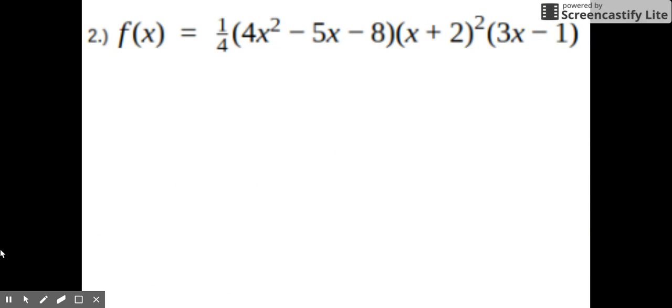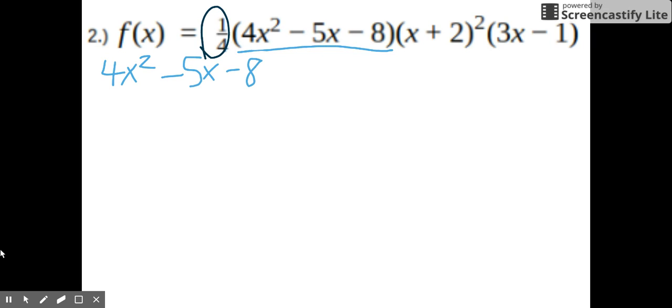So the second one is a little bit more complicated. Let's do the hard one first. This first part, 1/4, doesn't have an x, so we don't have to set it equal to 0. The second one, 4x squared minus 5x minus 8 equals 0. Well, this one's a quadratic, so in order to solve it, we've got to factor or use the quadratic formula. Factoring works sometimes, quadratic formula works always, so we're just going to go ahead and do the quadratic formula.